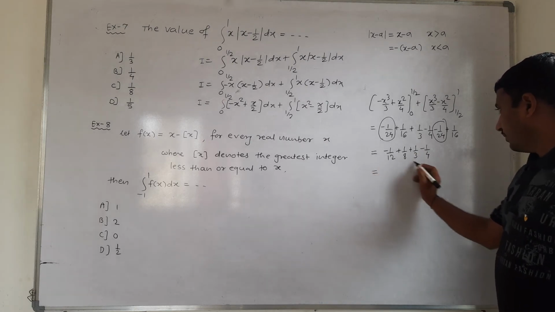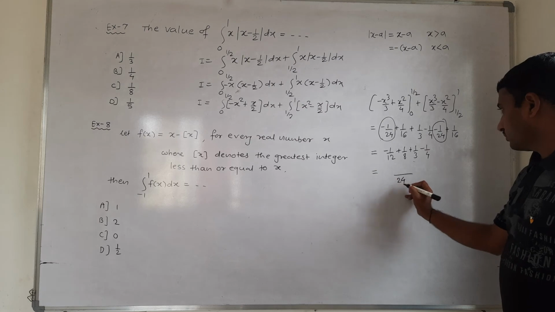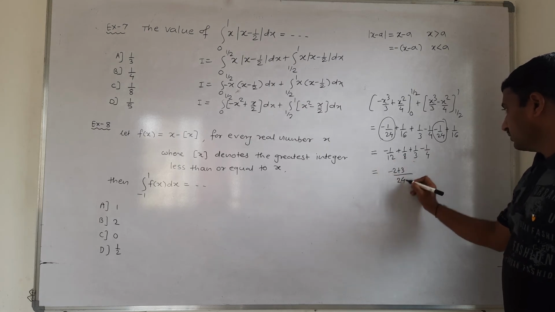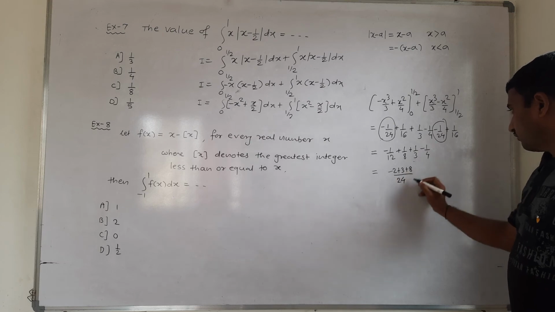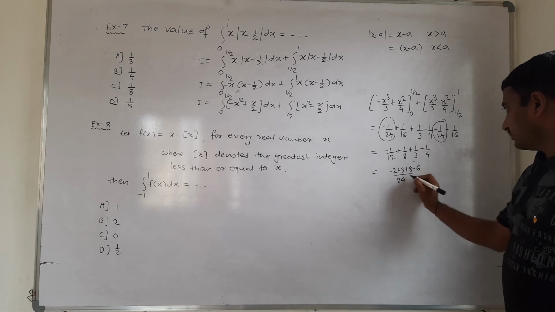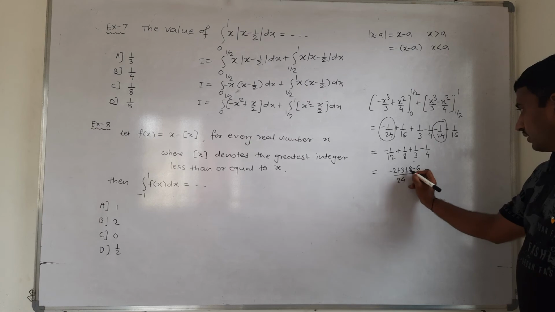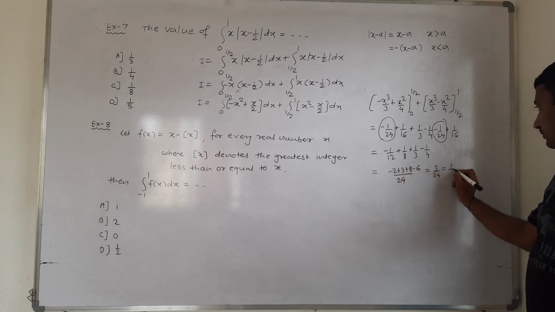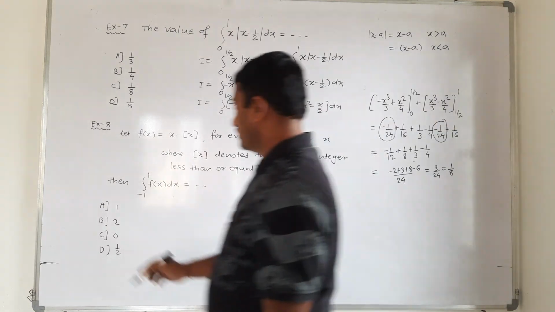That is, common denominator as 24. 12 2s are minus 2. 8 3s are 3. 3 8s are 24, 4 6s are 24, minus 6. 8 3s it is 11. 11 minus 8, 3 by 24. It is 1 by 8. The answer is 1 by 8, C option.